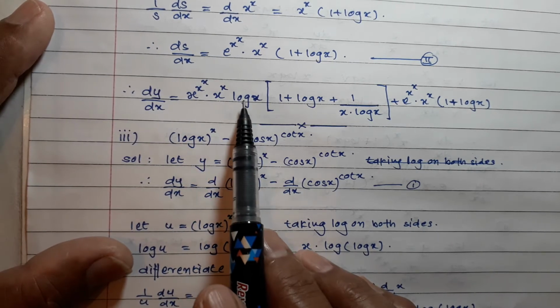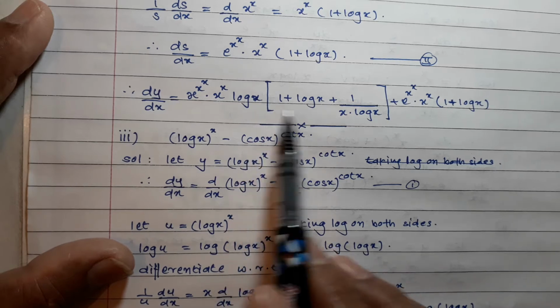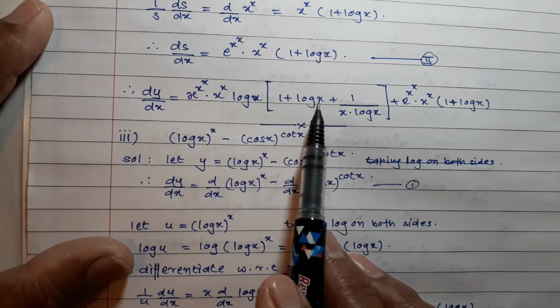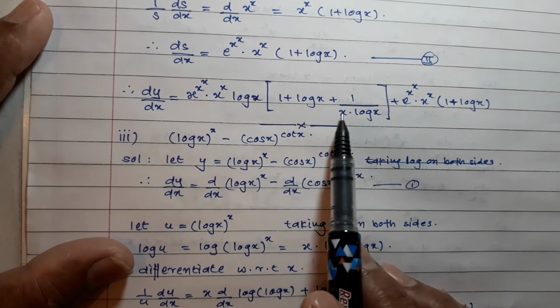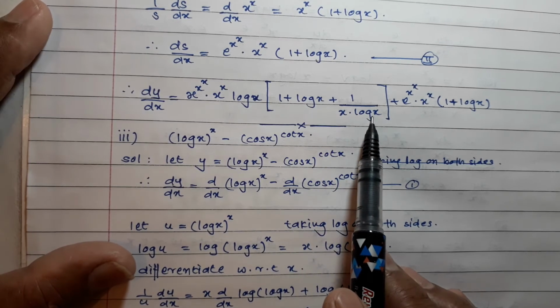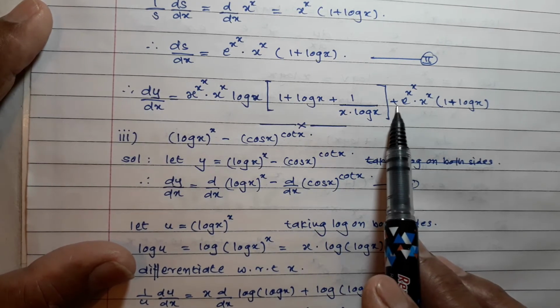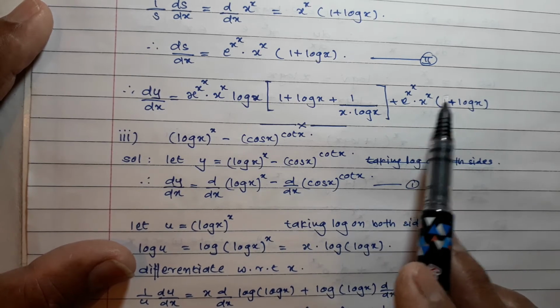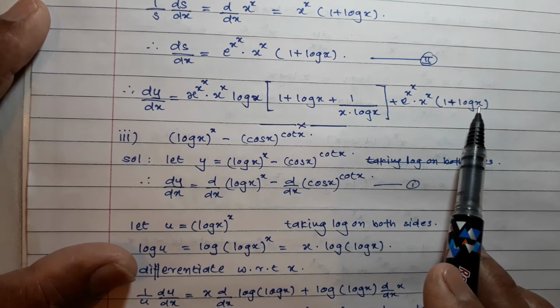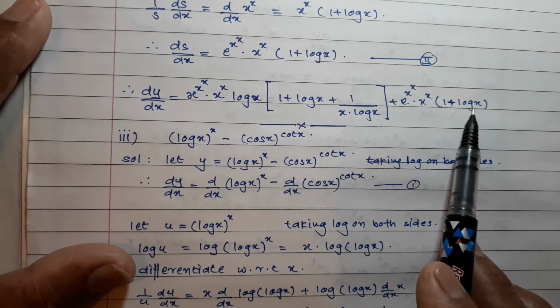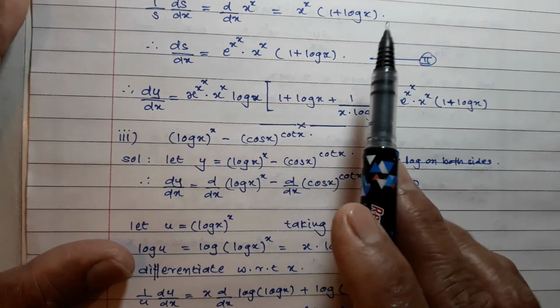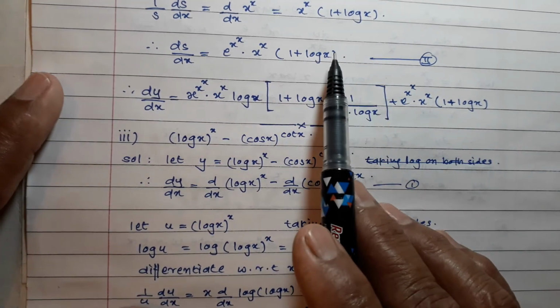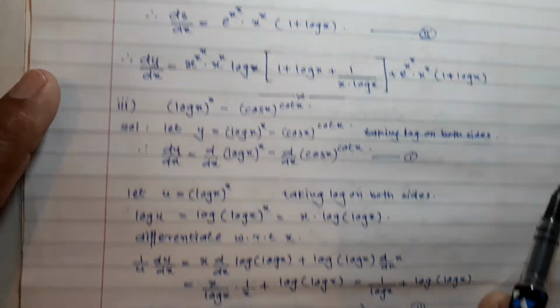x^x into log x into bracket 1 plus log x, plus 1 upon x into log x, plus e^(x^x) into x^x into bracket 1 plus log x. Okay, so this is slightly complicated. Go through this example again so that you understand.